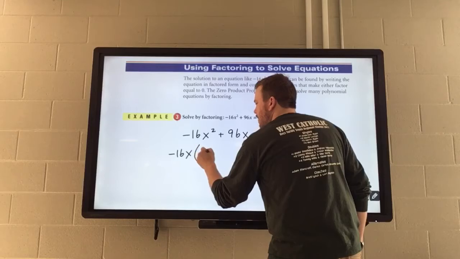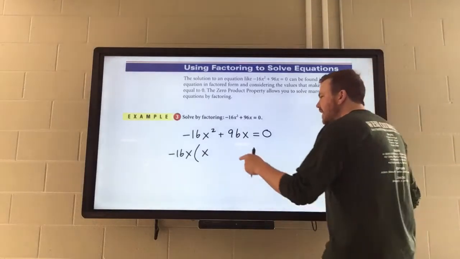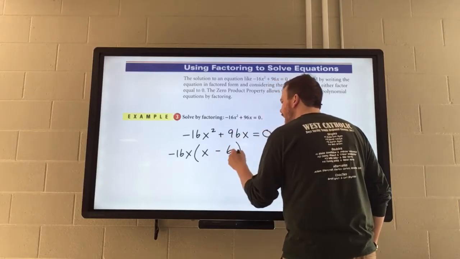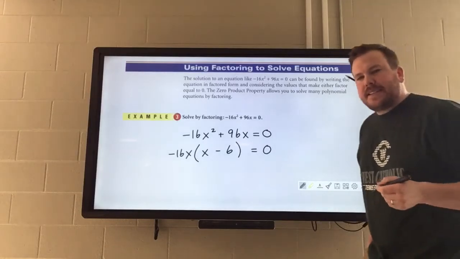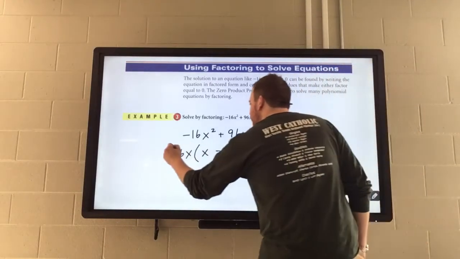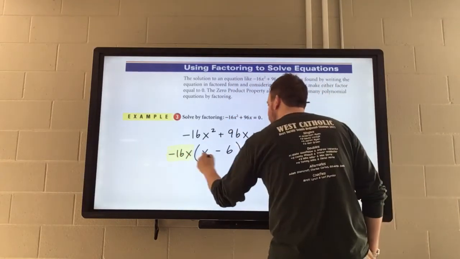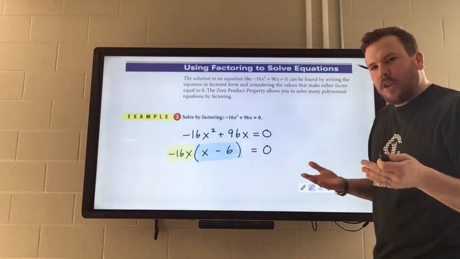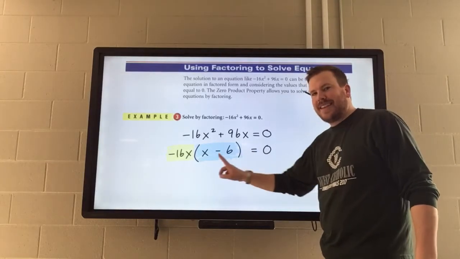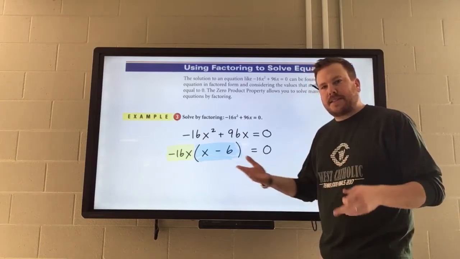Negative 16x times x gives me negative 16x squared. Negative 16x times negative 6 gives me positive 96x. And here we find ourselves in a similar position to the last problem. We have a yellow number times a blue number that equals 0. And of course, if yellow number times blue number equals 0, then either yellow number needs to be 0 or blue number needs to be 0. Let's find the values of x that make those equal to 0.